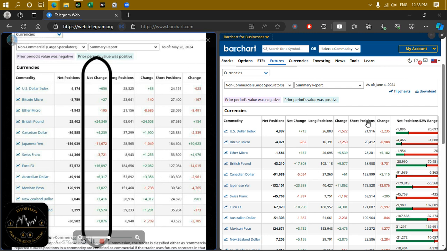This one was as of May 28th, right? So as you can see on this one, we have short positions, we have long positions. Then we have the change in the long positions, and we have the change in the short positions. And then the total is the net change. So we focus on the net change, and then we also focus on the net positions as an added tool, not as the dictator of the direction, guys.